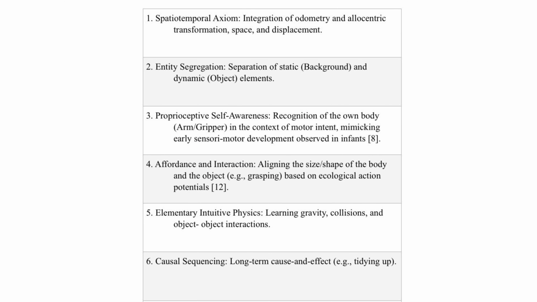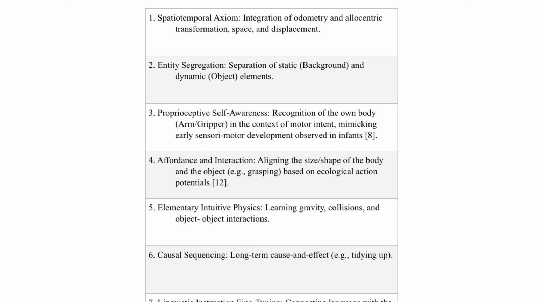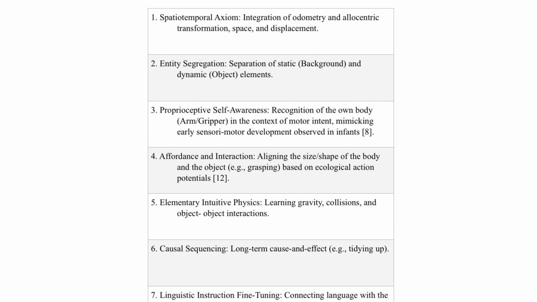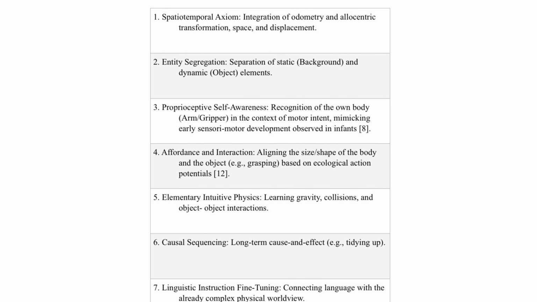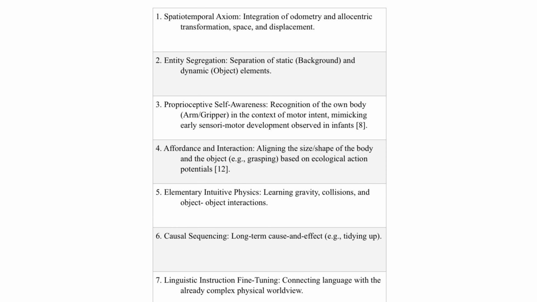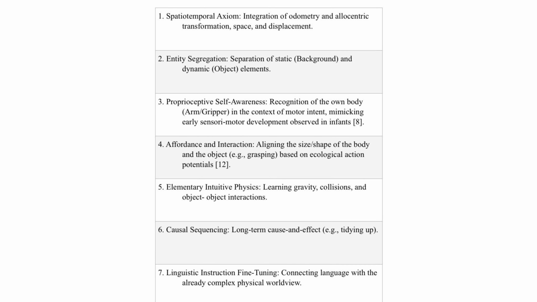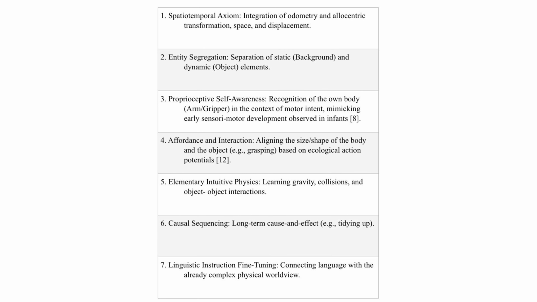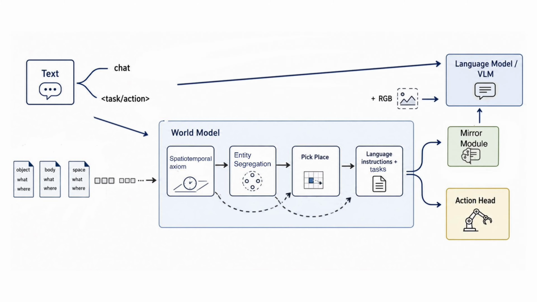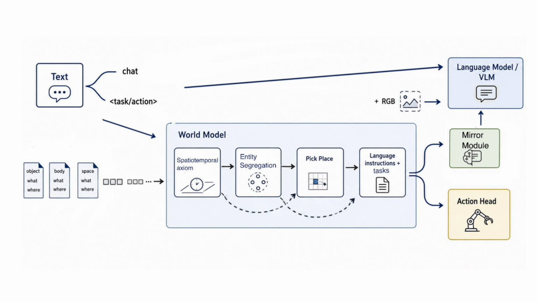We should train the model according to a strictly staged development curriculum, from the simplest spatial axioms, perhaps all the way to linguistic fine-tuning. At the output, the motor head generates smooth motion sequences using flow matching algorithms, while a semantic mirror module provides textual feedback to the language layer.